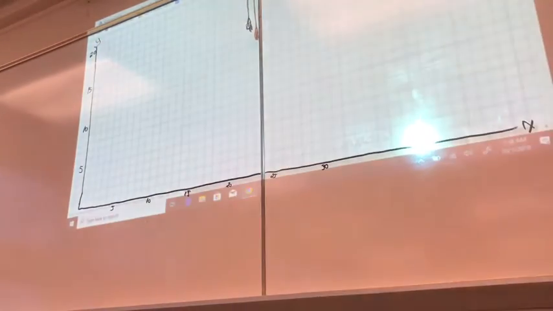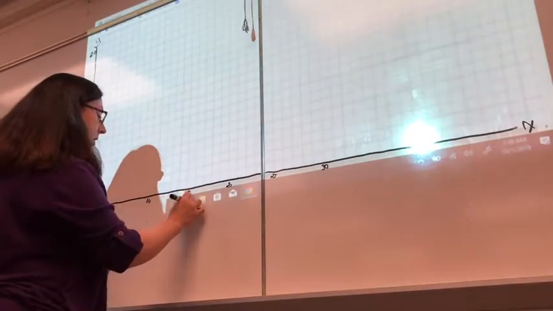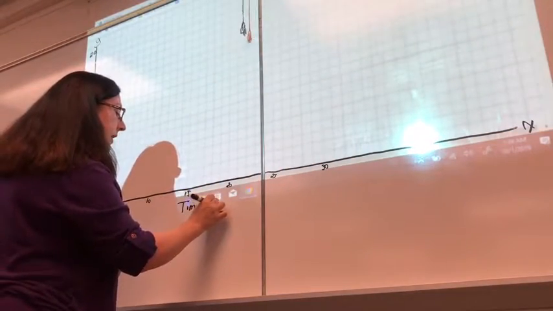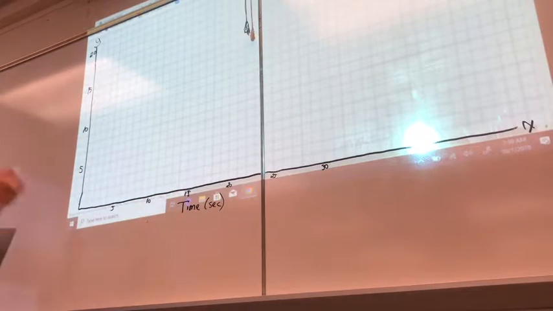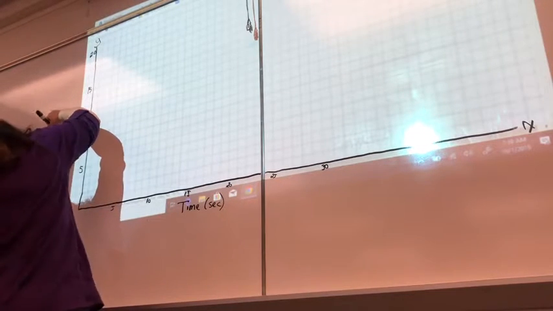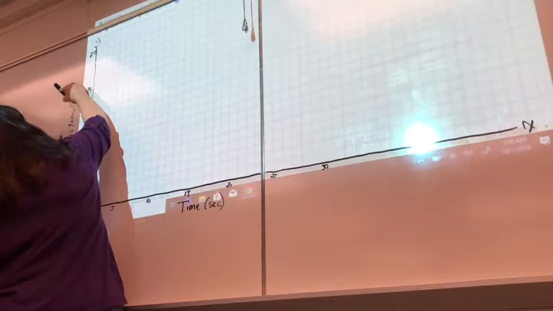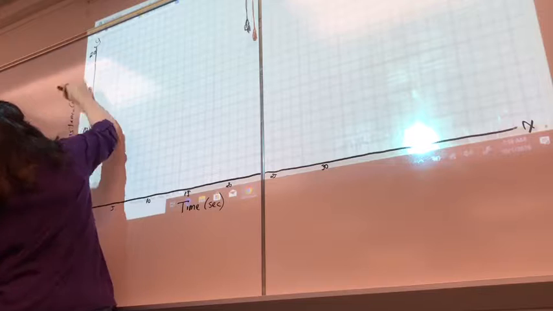All right, let's see what they wanted us to label. What did they say to label the x-axis, everyone? Time in seconds. Okay, so we're going to call this time in seconds, and what did they tell us to label the y? Distance in meters. Okay, distance in meters, and I'm just going to put it like this. So distance in meters. All right, so there we have it.